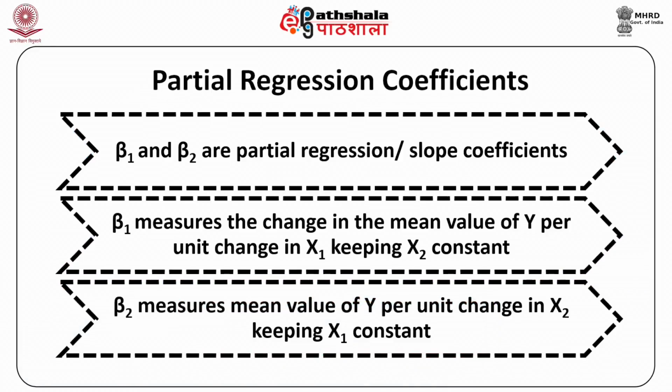Partial regression coefficients. As pointed out earlier, beta 1 and beta 2 are partial regression or slope coefficients. Beta 1 measures the change in the mean value of y per unit change in x1, keeping x2 constant, and beta 2 measures the change in the mean value of y per unit change in x2, keeping x1 constant.